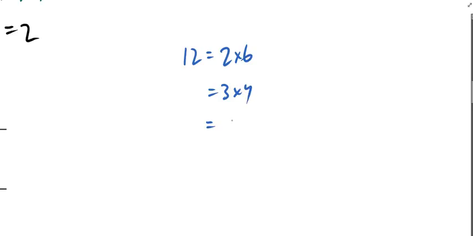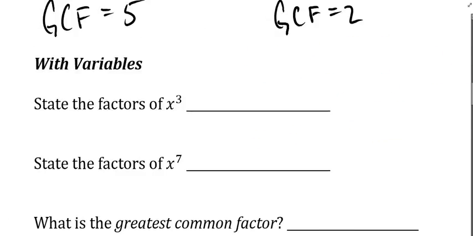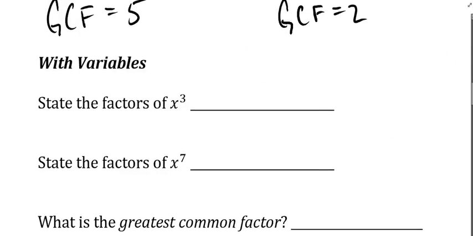Or 2 times 2 times 3. That's called prime factorization. Not something we need to worry about, but it's a list of prime factors of 12. 2 times 2 times 3 gives you 12. Okay. If I applied that same idea to x, it would be x times x times x. So not 3, but 3 x's. Yes, because x times x times x is x cubed.